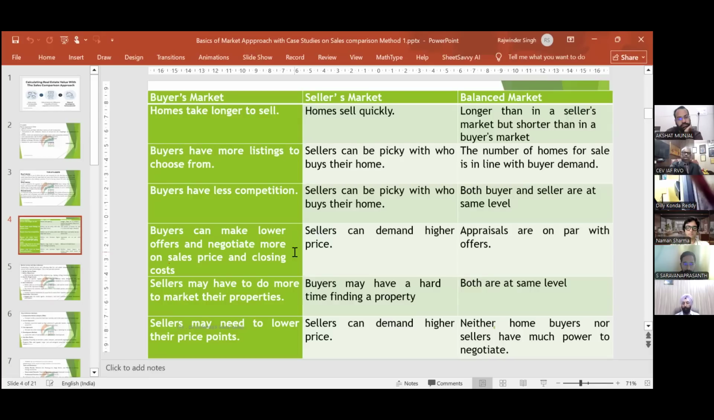And in a buyer's market, sellers may need to lower the price point. And in a seller's market, sellers can demand a higher price point. And in a balanced market, neither home buyers nor sellers have much power to negotiate. So these differences you must know.